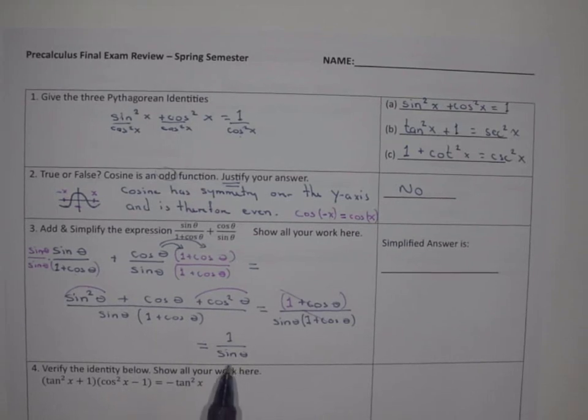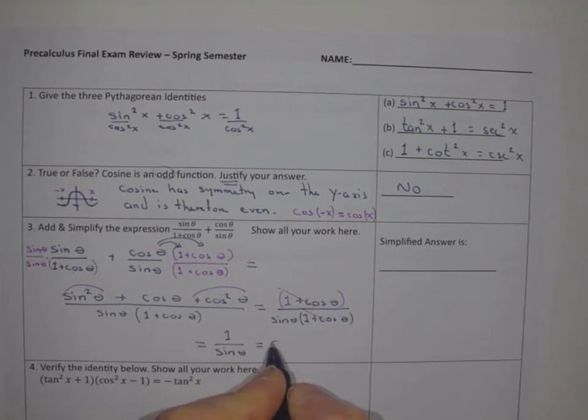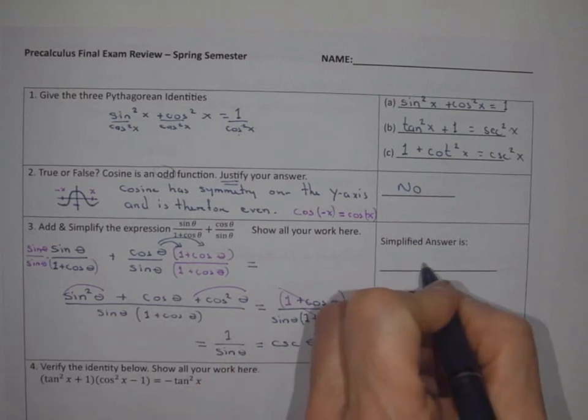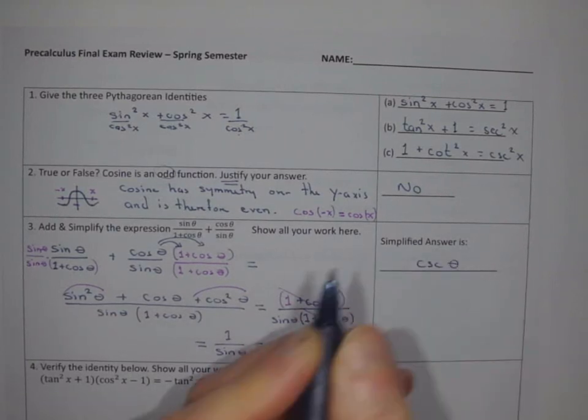but we never leave a sine or a cosine like that in a denominator, right? Because we know what this is equal to. So this is really going to be equal to the cosecant of theta. So the simplified answer would be cosecant theta.